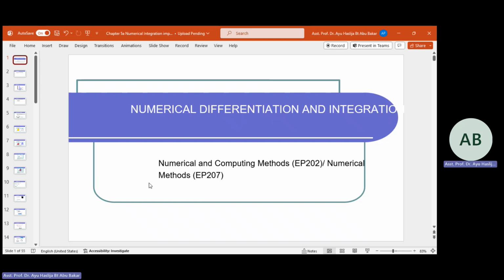Okay, so today I will start a new chapter, which is chapter 5, differentiation and integration. I will start with integration first. But here in numerical, we will not be doing the analytical integration that you need to integrate using the sign, right? But in this topic, we do it numerically. We use formula.